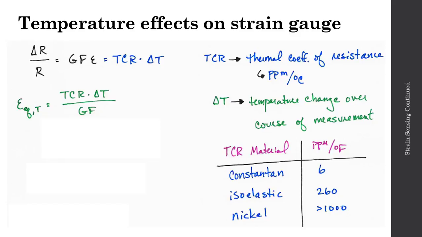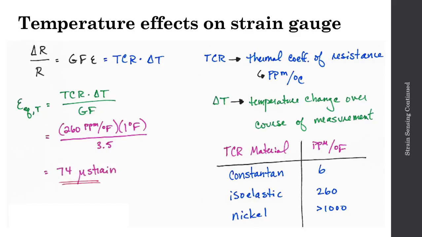So let's plug in some numbers here. We'll use an isoelastic alloy. So we have a TCR of 260 parts per million per degrees Fahrenheit. And let's just look at a 1 degree change. So we have a delta T of 1 degree Fahrenheit and a gauge factor of 3.5. This is going to be equal to 74 microstrain.